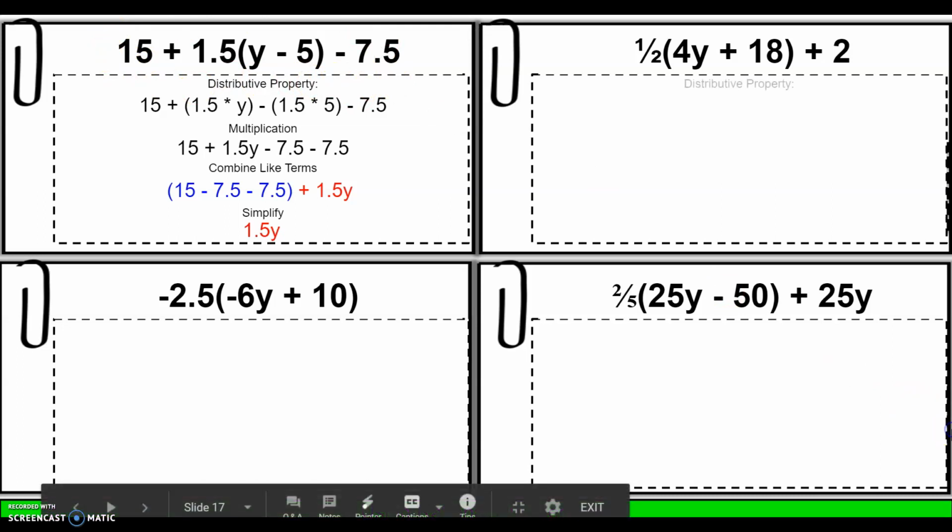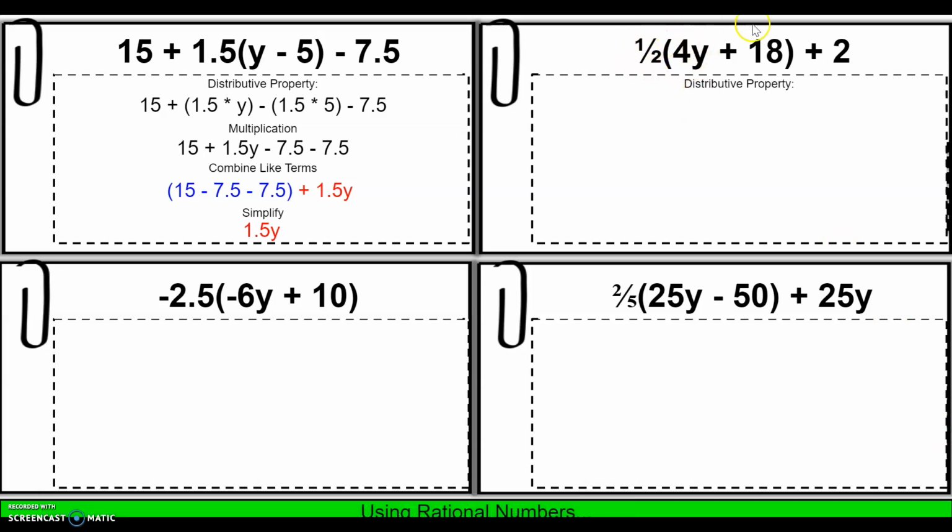Now we're going to move on to this one. We're going to do the distributive property first. I'm going to distribute this 1/2 into my parentheses. So now I have 1/2 times 4y plus, because that's a plus sign, 1/2 times 18, and I bring down my plus 2. I'm going to do my multiplication next.